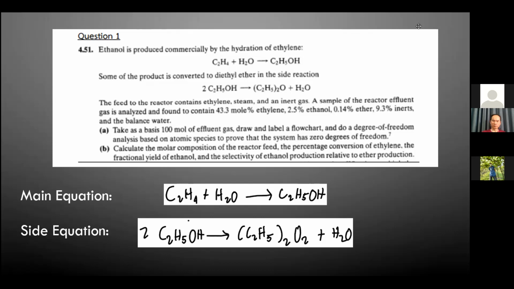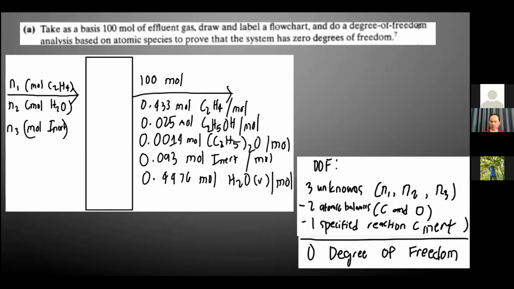Okay, so there are two chemical balanced equations that are mentioned. We must first identify the main equation, which is the hydration of ethylene to produce ethanol, and the side reaction, which is 2C2H5OH, whose products will be (C2H5)2O plus H2O. So now we're going to discuss the first question.